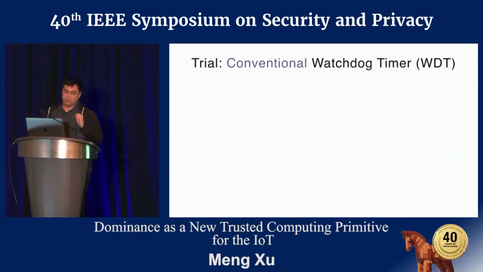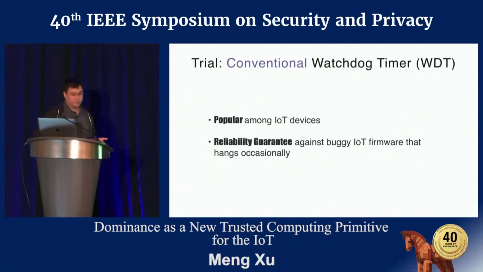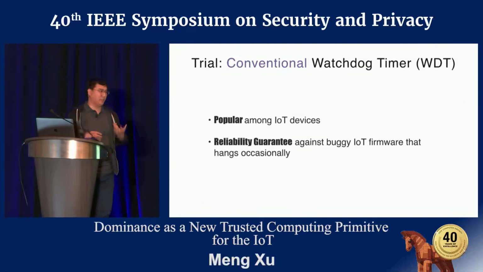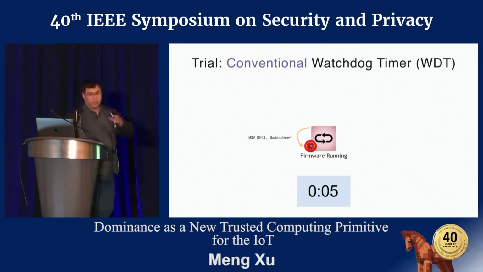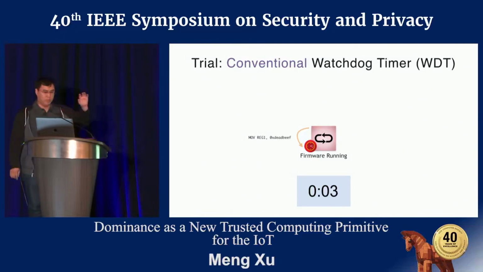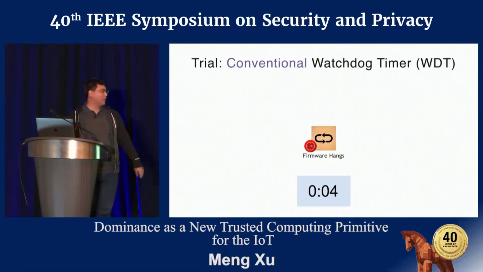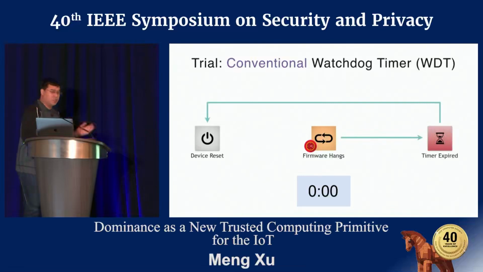So the first trial we take is to use the conventional watchdog timer, which is very popular among IoT devices, and it was used as a resilience guarantee to defend against buggy IoT firmware that hangs occasionally. So the thing works like this. When the firmware is running and everything is fine, you will write a constant value to a register or a memory location. As long as you service the watchdog timer, the timer will never expire. But if you hang accidentally, the timer will expire and it will reset your device. So this is the conventional watchdog timer.